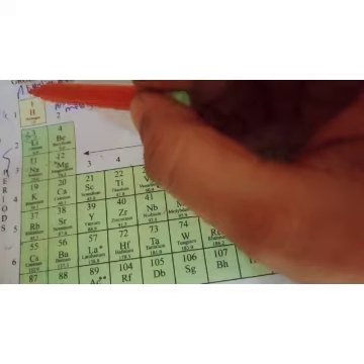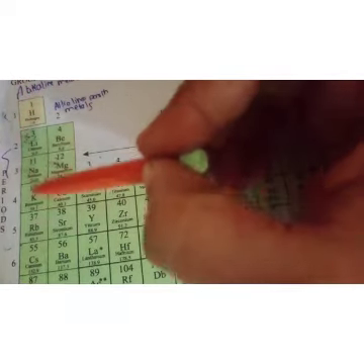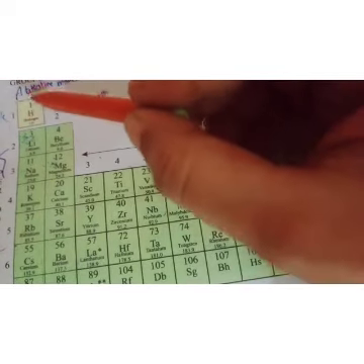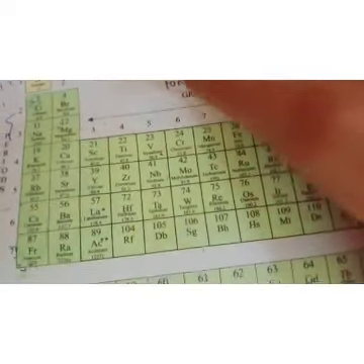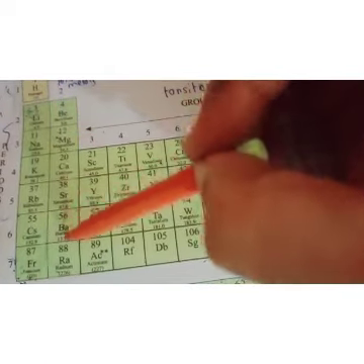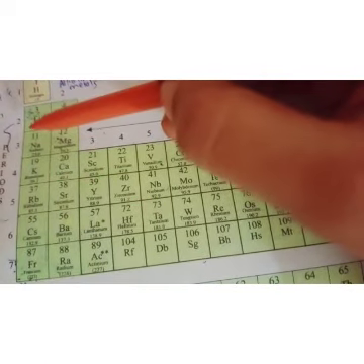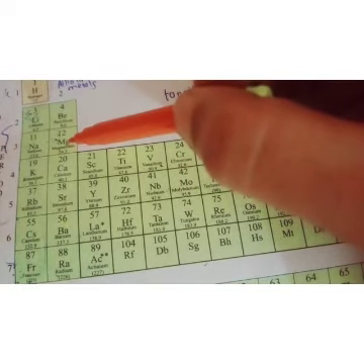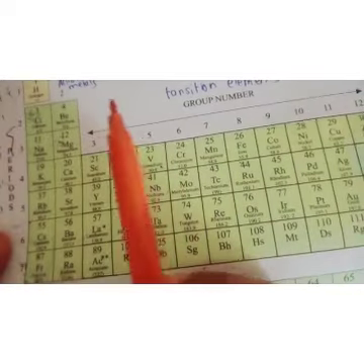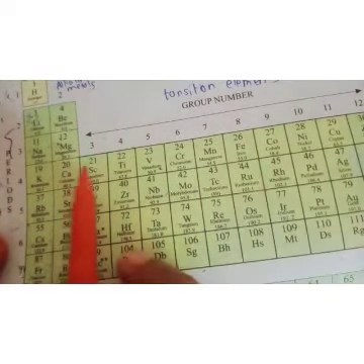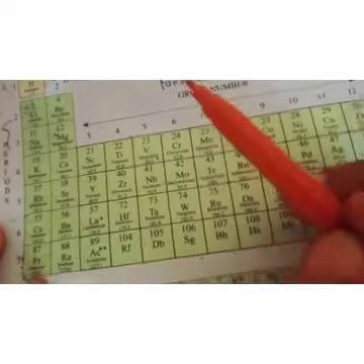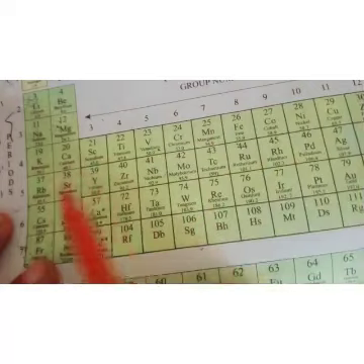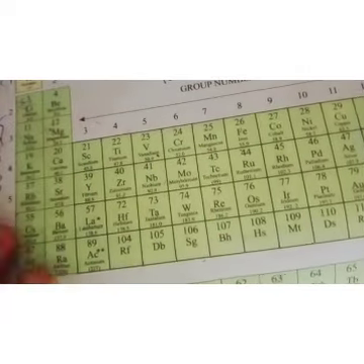First group elements are called alkali metals. The specific name given for the first group elements is alkali metals. Second group elements are called alkaline earth metals. Now, group elements from 3 to 12 are commonly called transition elements.